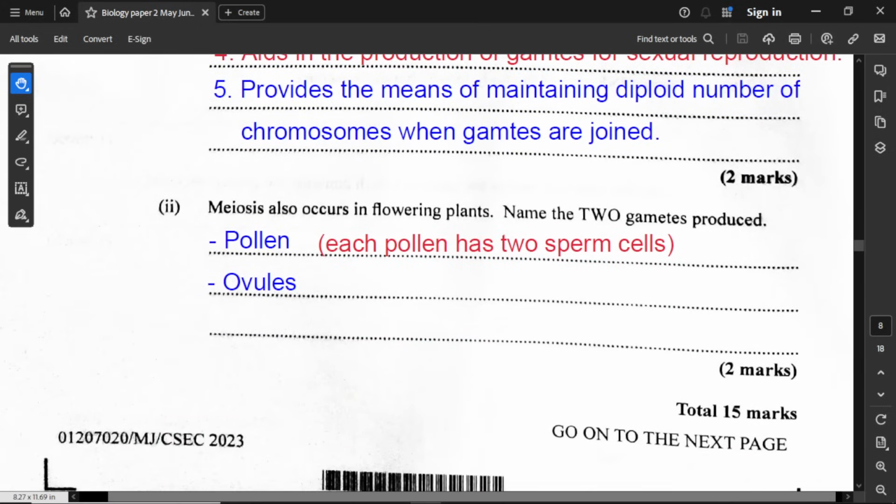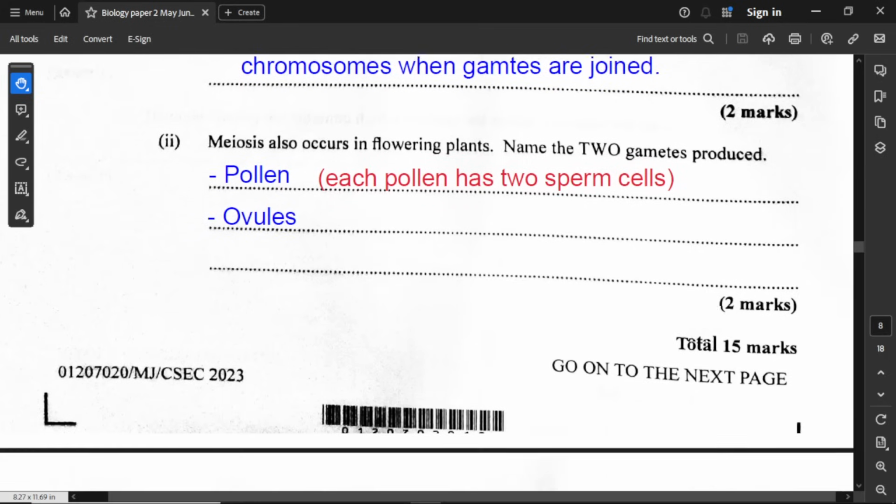Part two states that meiosis also occurs in flowering plants. It says name the two gametes produced, and those two gametes are pollen and ovules. And a point to note is that each pollen has two sperm cells.